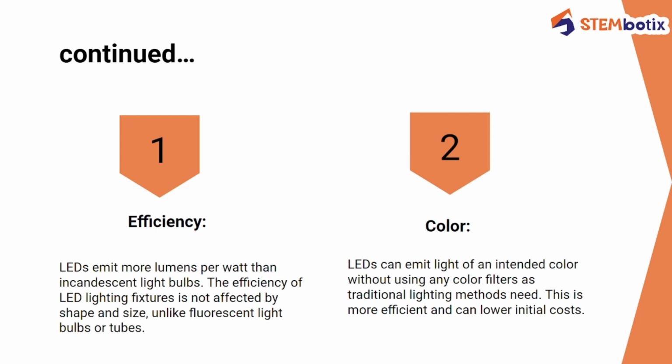Now second is color. You have so many color options in LEDs. LEDs can emit light of an intended color without using any color filters. So in LEDs you can get any color without using a color filter as in traditional lighting methods. This is more efficient and can lower initial cost. So by not using the color filters, the initial cost of the LEDs decreases.